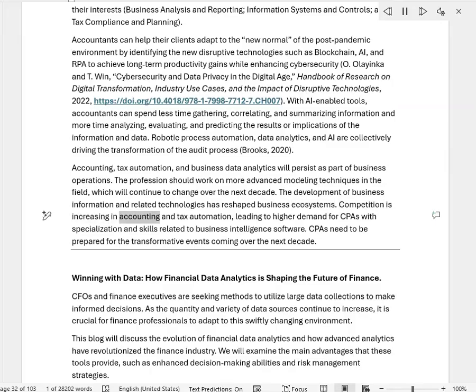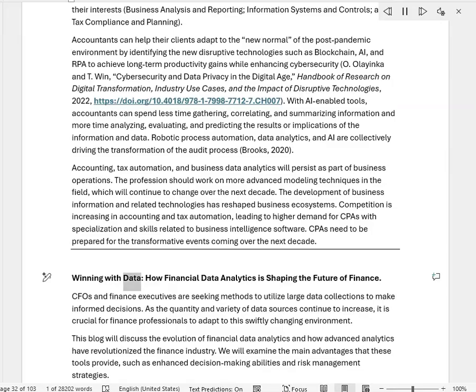Competition is increasing in accounting and tax automation, leading to higher demand for CPAs with specialization and skills related to business intelligence software. CPAs need to be prepared for the transformative events coming over the next decade.